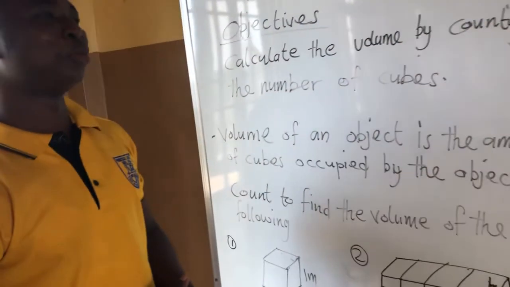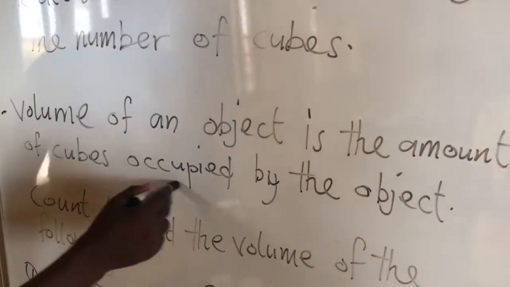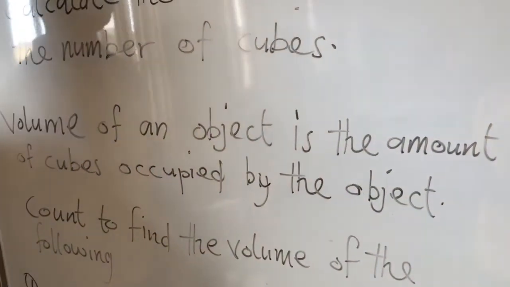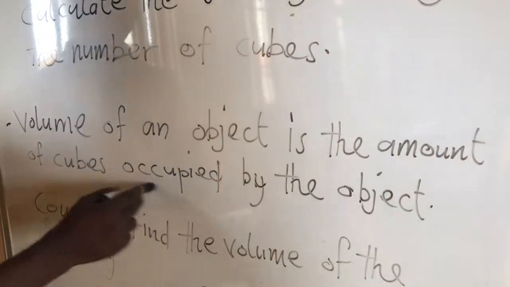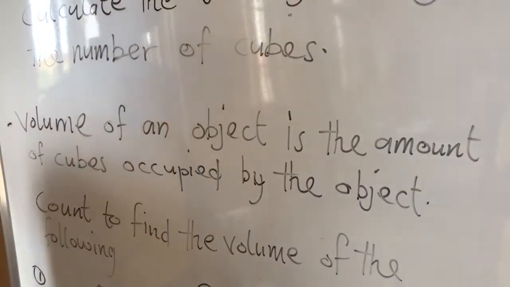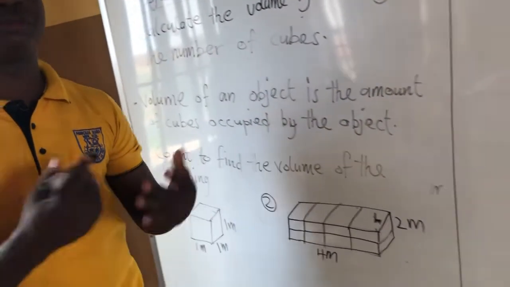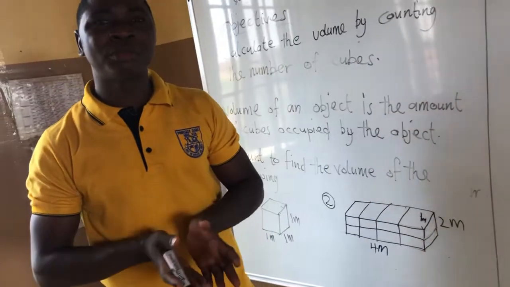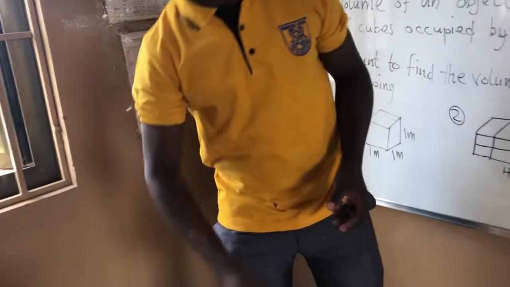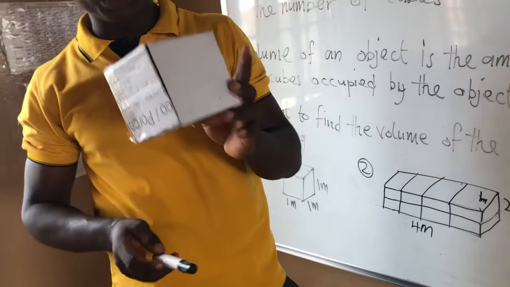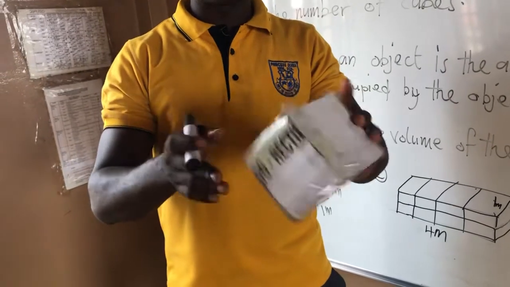What is volume at all? The volume of an object is the amount of cubes occupied by the object. When I say cubes, you all know Maggie cube. So Maggie cube has 3 dimensions. I have some cube here, my cube, and it has 3 dimensions.